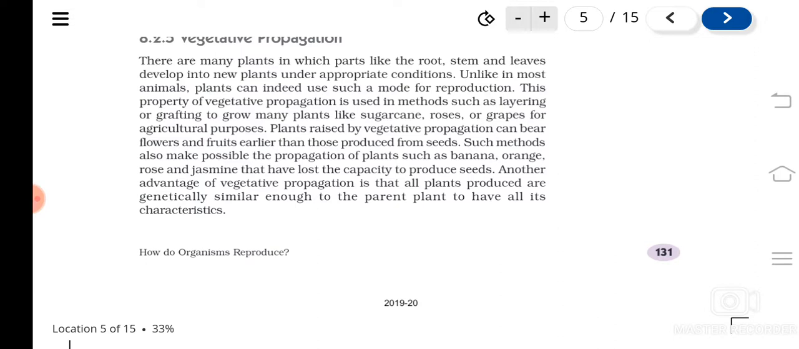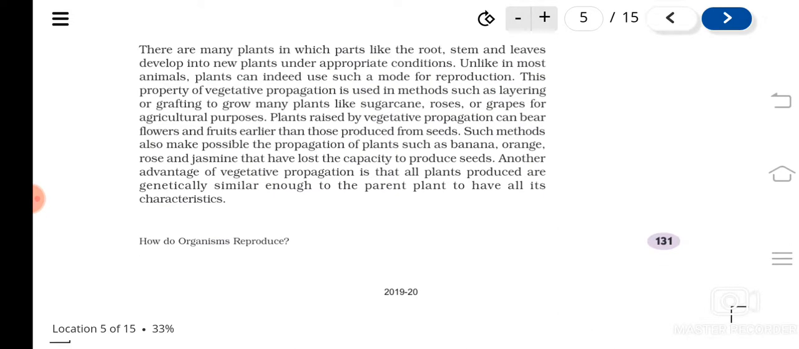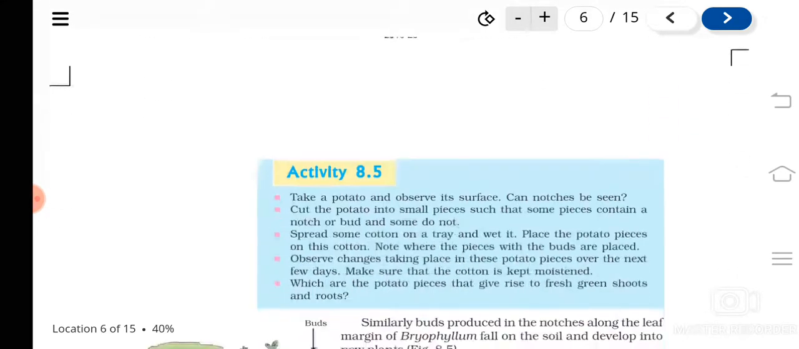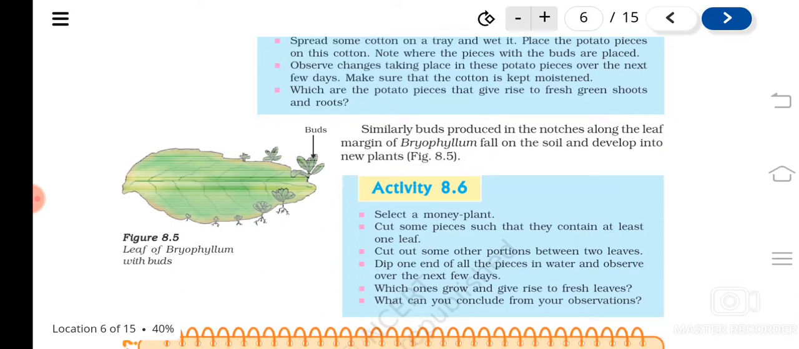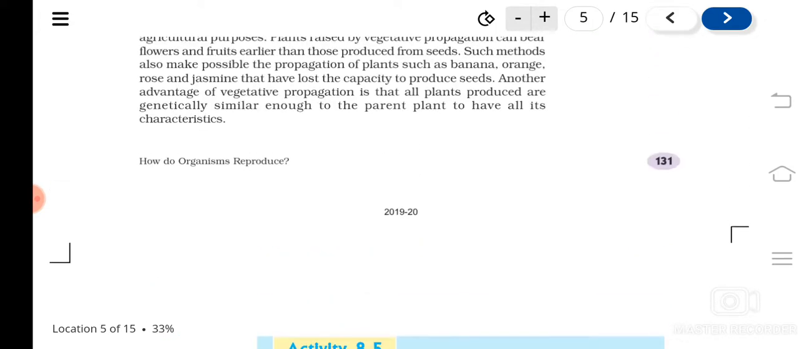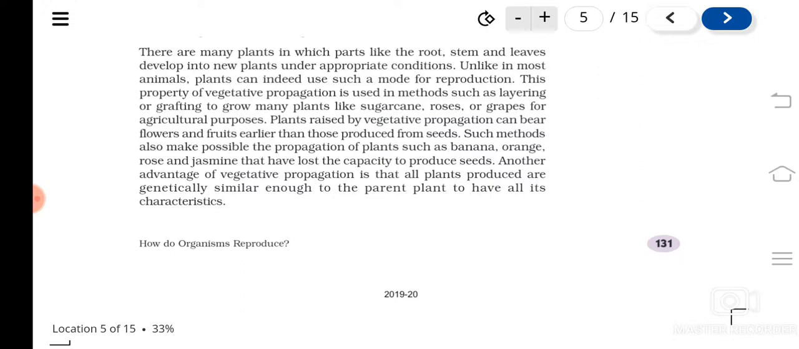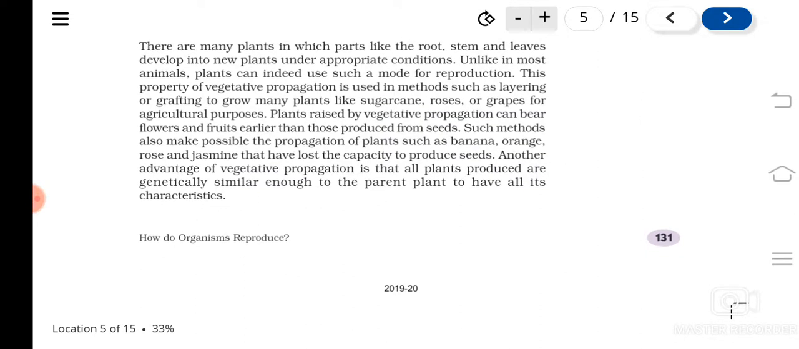Then vegetative propagation is found in plants, isn't it? It means the vegetative organs like root, stem, leaves, etc., if they take part in reproduction, then that is known as vegetative reproduction, isn't it? So you can see this by using various parts. For example, Bryophyllum, in which the leaf is taking part in reproduction. Potato, where the stem tuber is taking part in reproduction. Sugarcane, roses, etc., their stems, understood?